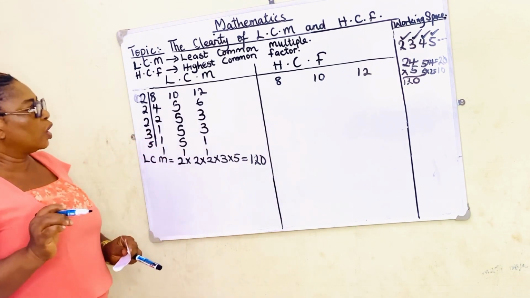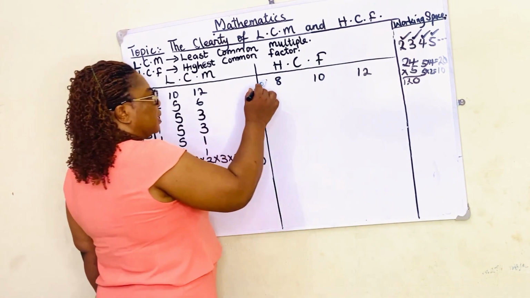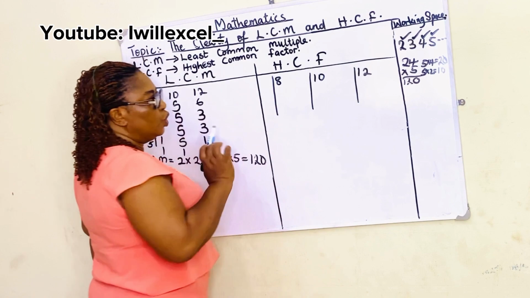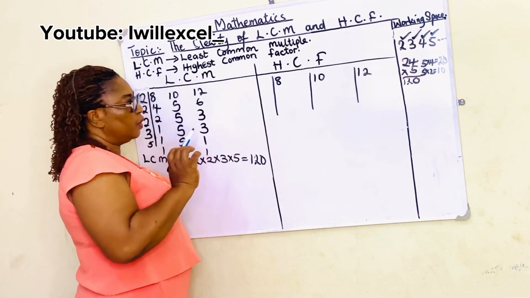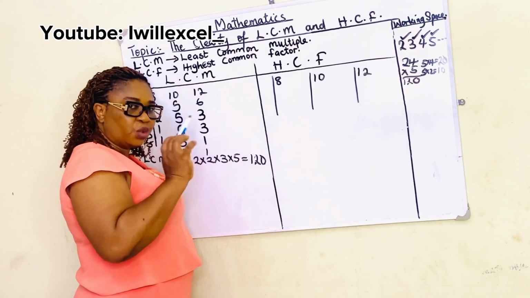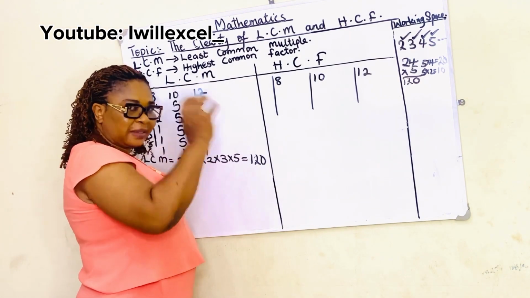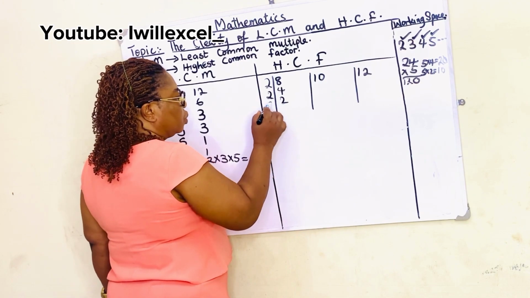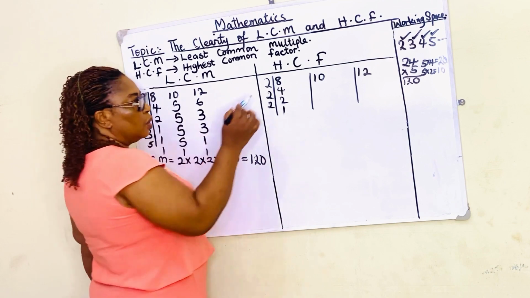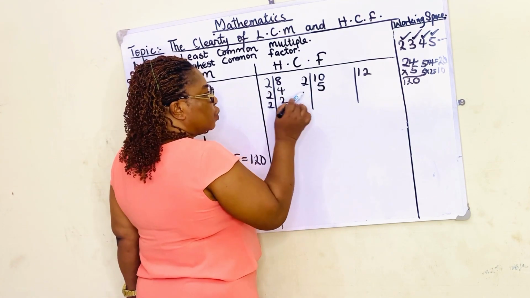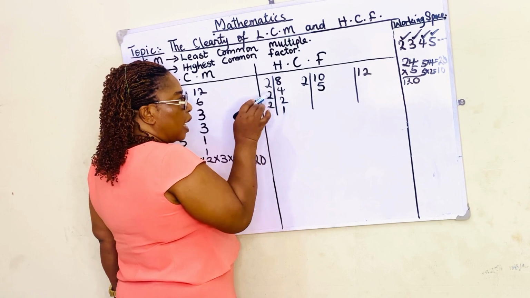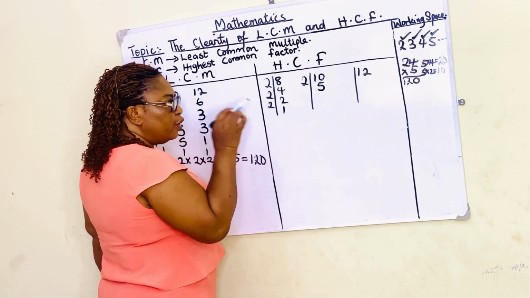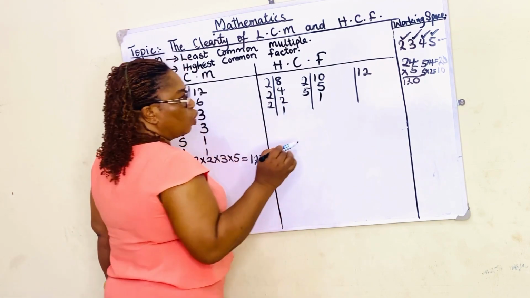Here, we are factorizing separately. You don't join them together. We do them separately on H.C.F. And you start with 2. Remember, you start with 2, unless 2 cannot divide, then you check 3. For 8: 2 divide 8 gives 4, 2 divide 4 gives 2, 2 divide 2 gives 1. For 10: 2 divide 10 gives 5. 2 can no longer divide. I check 3, 3 can no longer divide. I check 4, 4 can no longer divide. And I use 5, and that is 1.